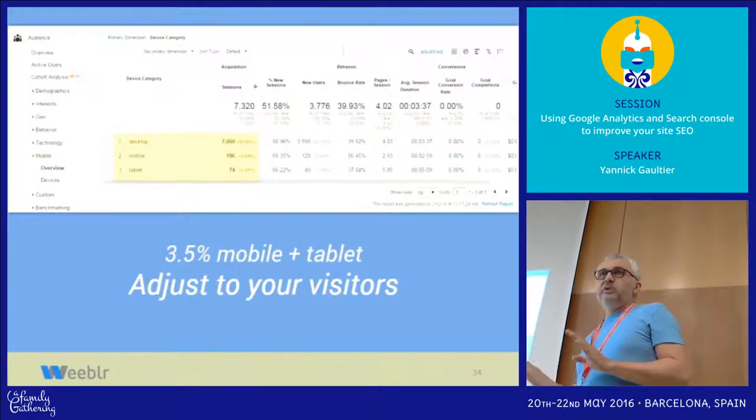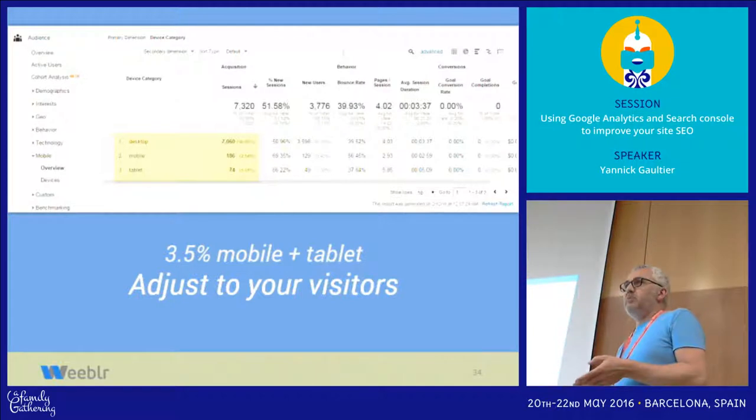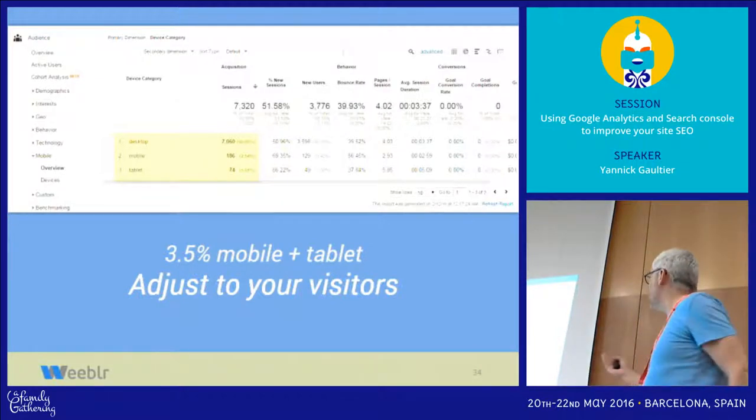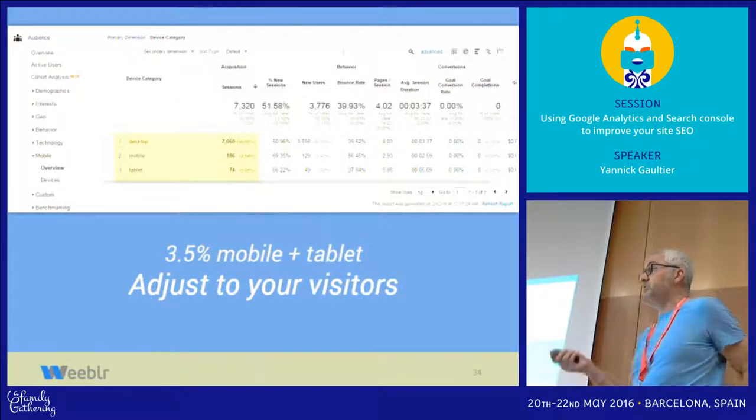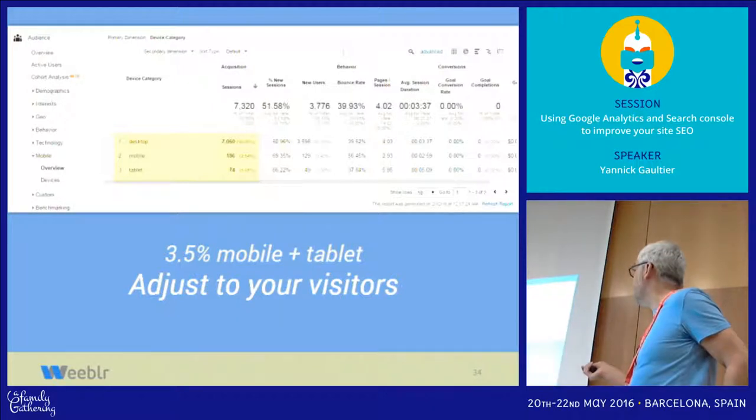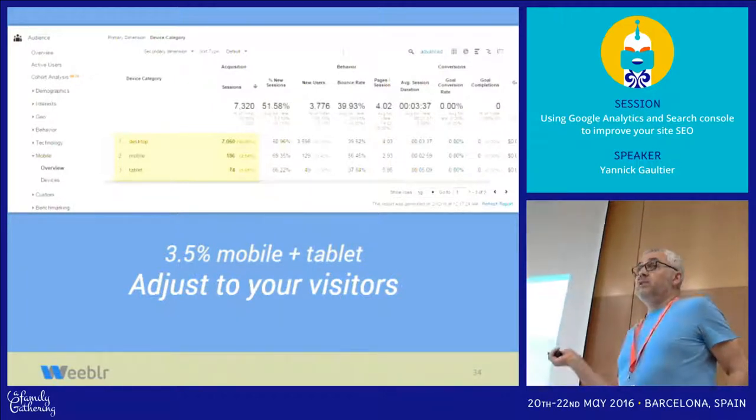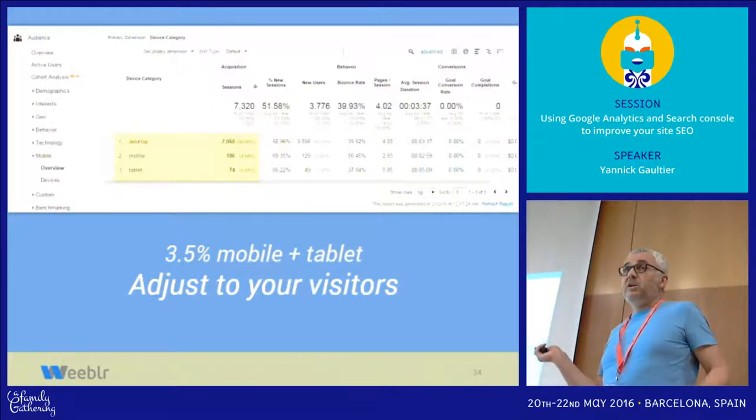Once you've been doing that, you have a filtered view with only bots, then the first thing you want to look at, it's pretty obvious, I guess most of you have done it, but it's better said again. The first thing is to look at the visitors, what they use to come to your site.